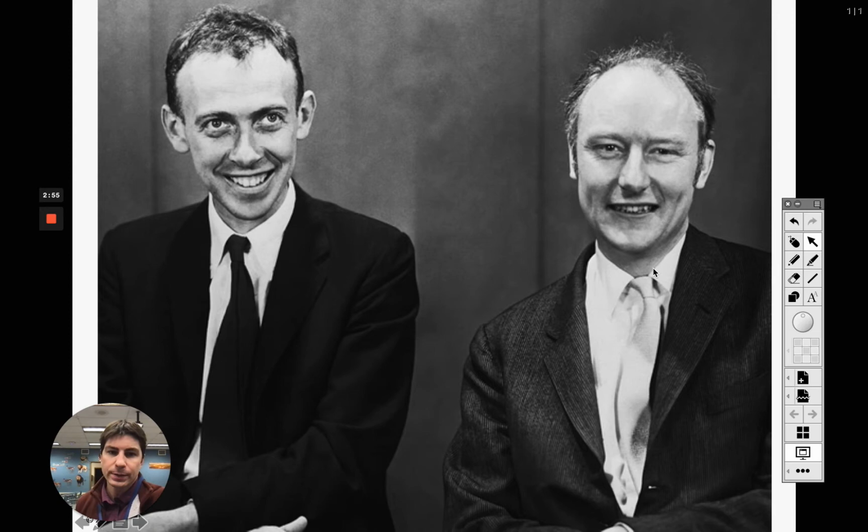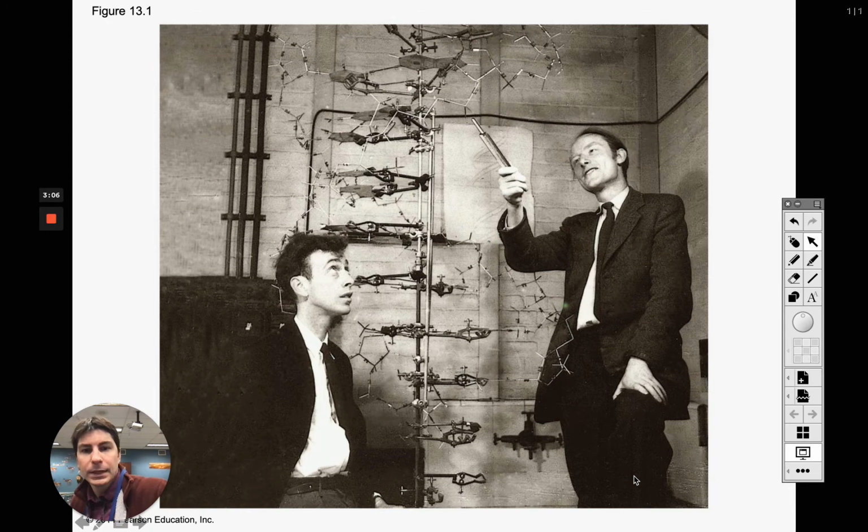All right. So here is James Watson and Francis Crick. James Watson on the left there is still alive. Francis Crick is no longer with us. And here was their original structure of DNA. You guys can see it starts to spiral like a staircase around this metal rod in the middle.